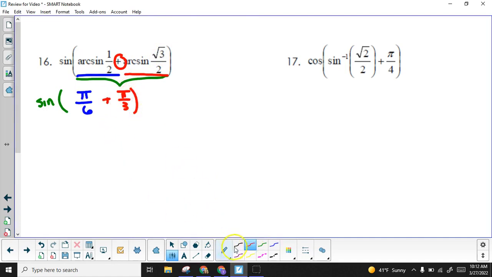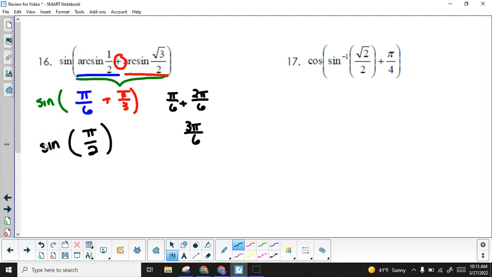So we need to add these two values together. We need a common denominator, so that would be pi over 6, and we would express pi over 3 as 2 pi over 6. When we add those together, we get 3 pi over 6, and when we simplify that, we just get pi over 2. So in the end, this whole middle part simplifies to pi over 2, and we're taking the sine value of pi over 2. The sine is the y-coordinate, and so the y value for pi over 2 is 1. And our final answer here, 1.